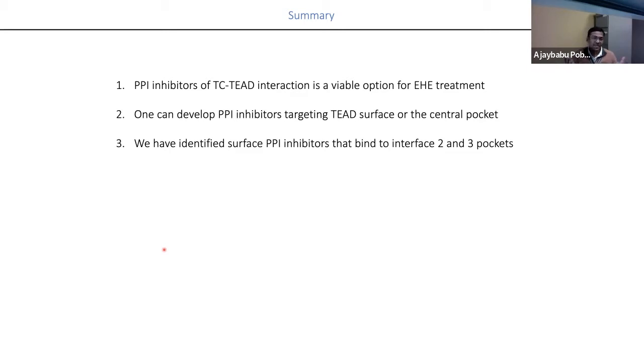And you can develop a PPI inhibitor that targets either the TEAD surface or the central pocket. We have identified some surface PPI inhibitors that we are following up. They seem to bind to interface 2 and interface 3 pockets. And if you look at the literature, those surface binders are a little bit difficult to get. So we are a little bit excited that we got something like this.